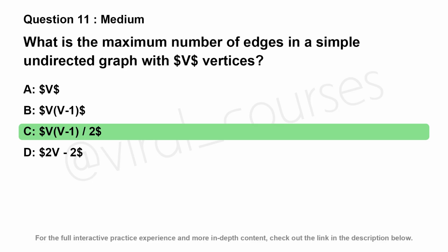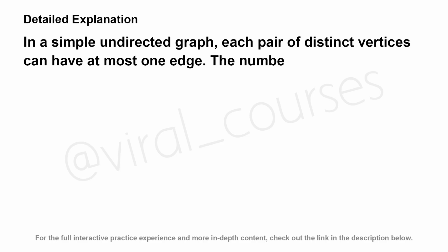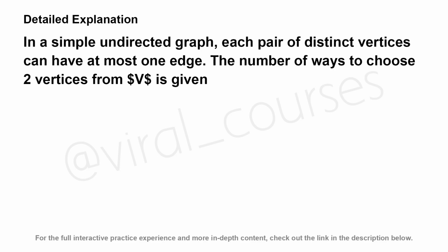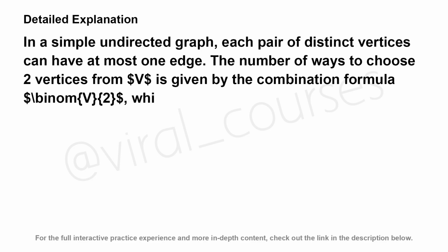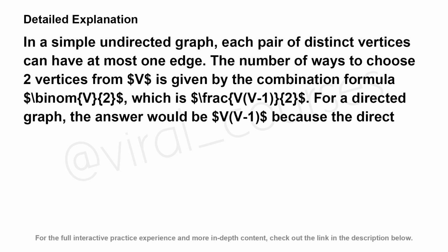The correct answer is C. In a simple undirected graph, each pair of distinct vertices can have at most one edge. The number of ways to choose two vertices from v is given by the combination formula, binom(v, 2), which is v(v-1)/2. For a directed graph, the answer would be v(v-1) because the direction matters.